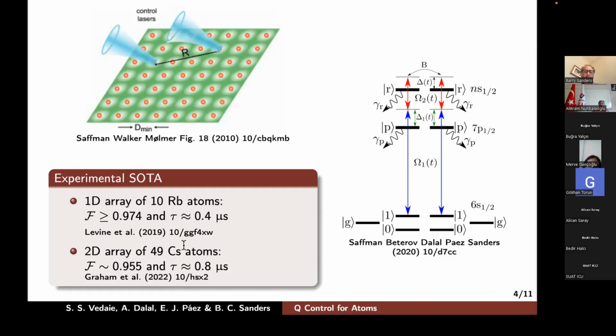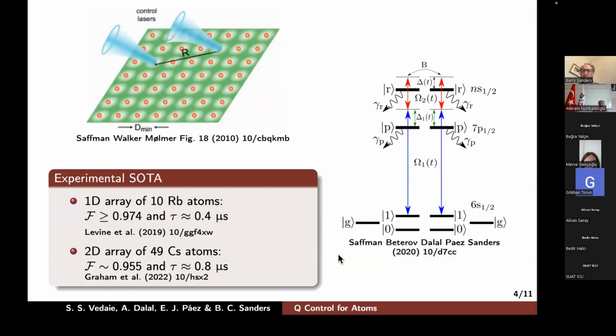So in Levine et al. in 2019, this is the short DOI for the reference, they consider a one-dimensional array of 10 rubidium atoms. The fidelity that they get is 0.974 for a gate time of 0.4 microseconds. And in 2022, so very recently, there's a two-dimensional array of 49 cesium atoms. So it's 7 by 7, and they expect a fidelity of 0.955 and a gate time of 0.8 microseconds in that case. So you can see that the 2D array is worse than the 1D array.